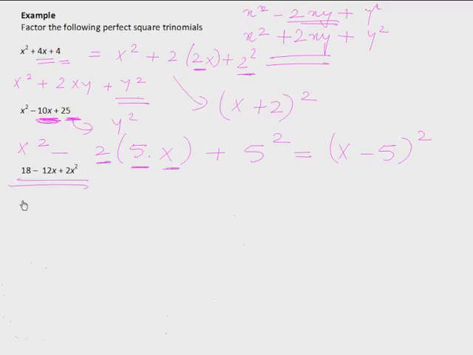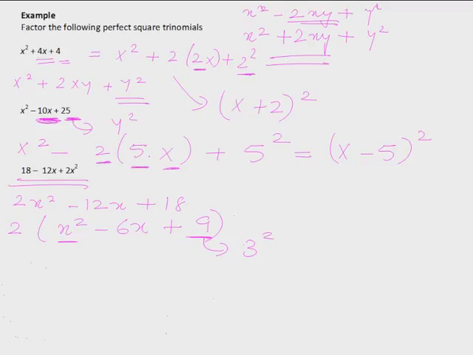Let's see here. We have 2x square minus 12x plus 18. I'm just rearranging terms. Well, 2x square is not a perfect square, but everything is divisible by 2. So I'll pull out 2. I get x square minus 6x plus 9. So I have the x square and I have a 9 which is 3 square. So I have my y square.